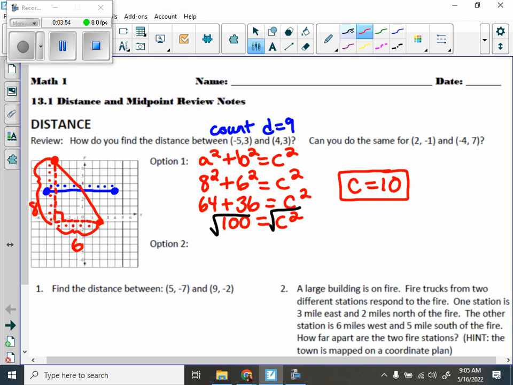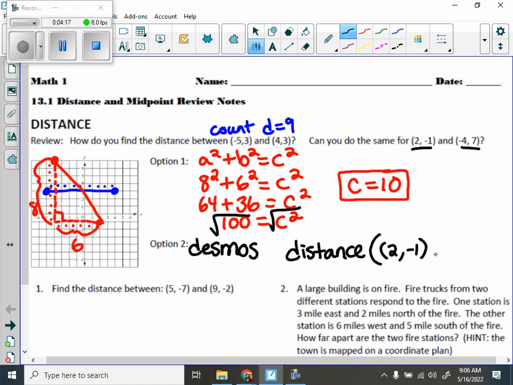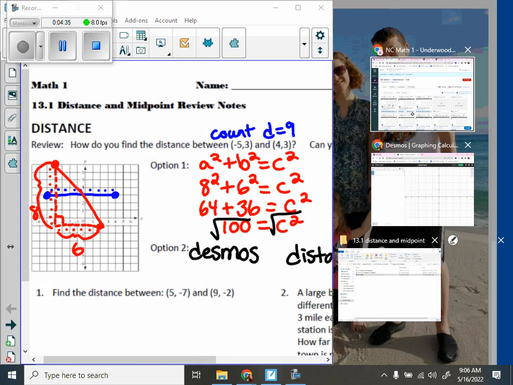New way is Desmos. Okay, so I'm going to remind you how to type it in. Okay, you type distance. Okay, and then you open a parentheses. Okay, you got to put your 2 ordered pairs in. Okay, these 2. So you've got a parentheses, 2 comma, -1, close it. Then here's the thing, you got to remember to put a comma between them. -4, 7, close the parentheses around the point, and then close the parentheses around your little distance formula. Okay, so here we go.